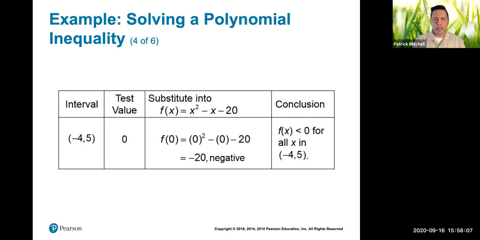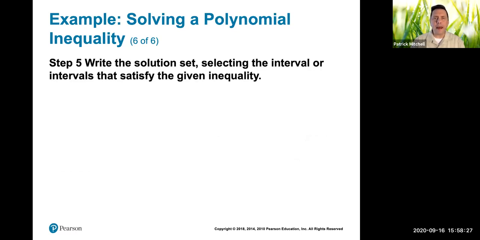And finally, the interval from 5 to infinity, the test value is 6. If you substitute 6 into this function, you get 10, which is positive, and that means this function is positive for all x in the interval 5 to infinity. So what does all that mean?